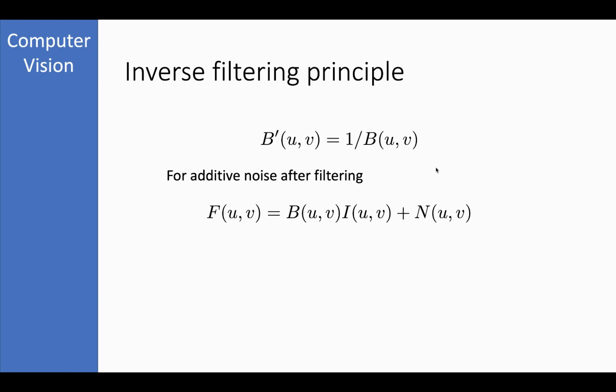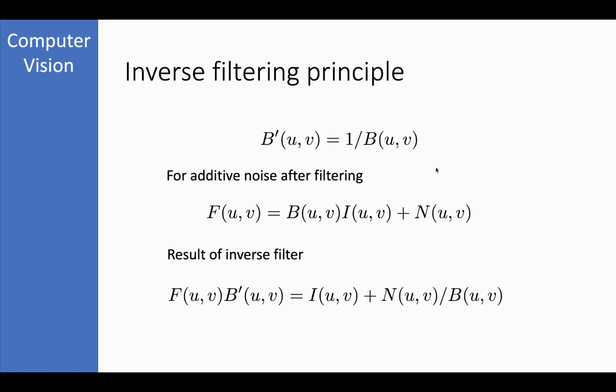Now, for additive noise after filtering, this might actually cause some problems, because if I now divide F by B, and I will always have noise, for example, we had noise in the car image as well. If I multiply F with B prime, I basically get I here, the Fourier transform of the image, but I also get the Fourier transform of noise divided by the Fourier transform of the blurring kernel. That's a bit problematic, because assume that the blurring kernel for some frequency pairs is very low, and that will be the case for any low-pass filter. For example, in the higher frequencies, they will have a lower value.